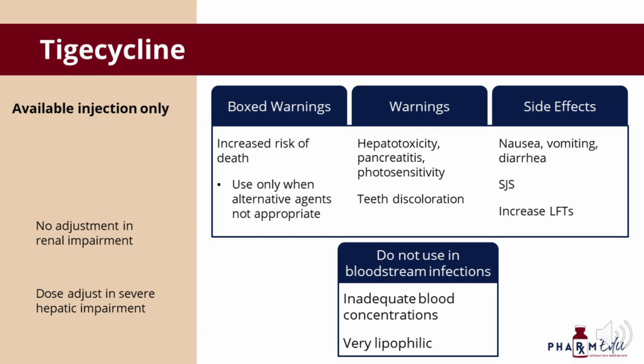You do not want to use it in bloodstream infections or patients who are in sepsis. This is because you have inadequate blood concentrations as the agent is very lipophilic. There is no adjustment in renal impairment, but there is dose adjustment in severe hepatic impairment. Side effects include nausea, vomiting, diarrhea, SJS, as well as an increase in liver function tests. And this concludes 30S ribosomal inhibition agents.